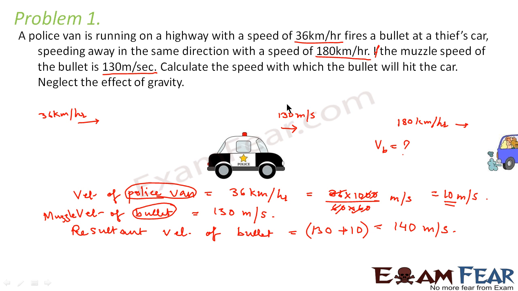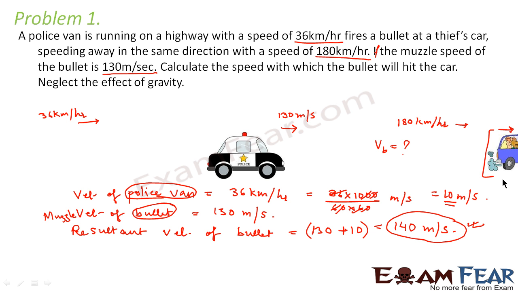Now we have to calculate the speed with which the bullet will hit the car. Now when the bullet hits the car, then we have to calculate the velocity, since the car is also moving, this car is also in motion. So when the bullet will hit this car, which is already in motion, we will have to find the velocity of the bullet relative to this car. That means this is the velocity of the bullet with respect to the ground. This is the resultant velocity of bullet without considering this car, which is already in motion.